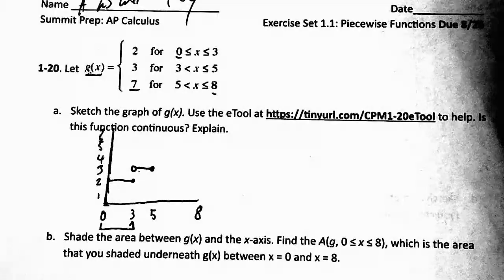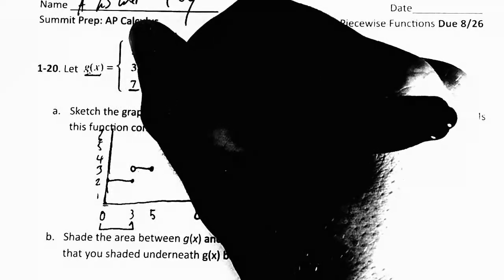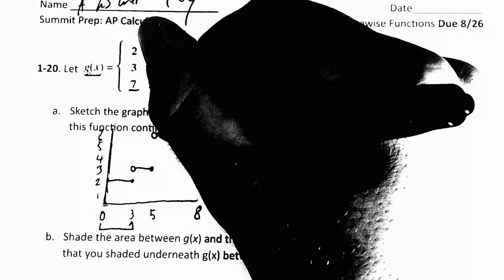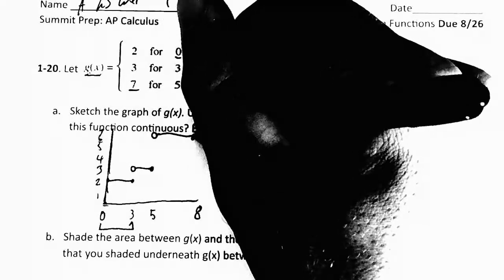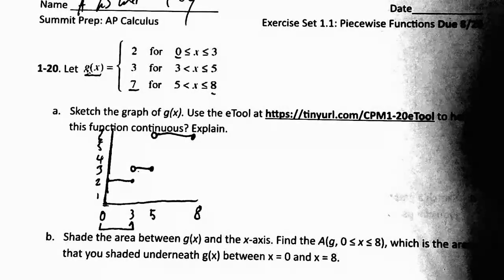And then lastly, we're going to equal 7 from 5 to 8. Again, open hole because it's just greater than 5. We're going to be up here at 7. Open hole at 5, all the way to 8. Closed hole because it's equal to. And so this is our function.